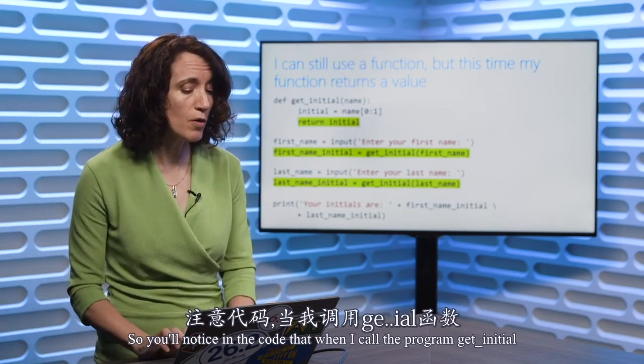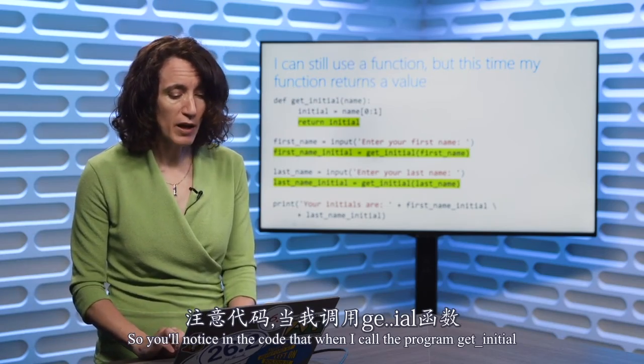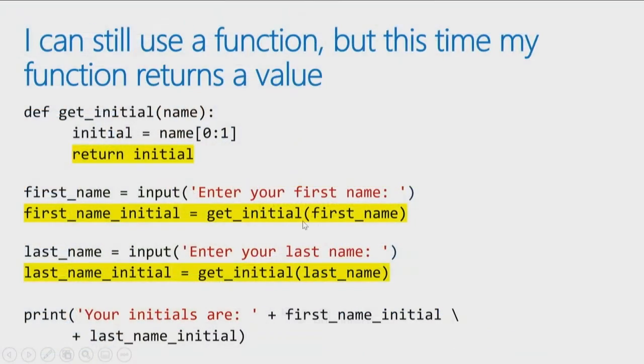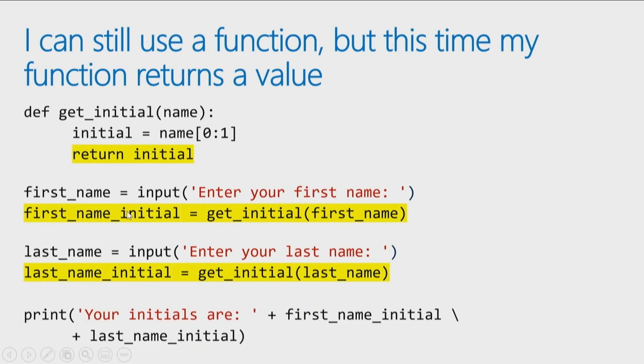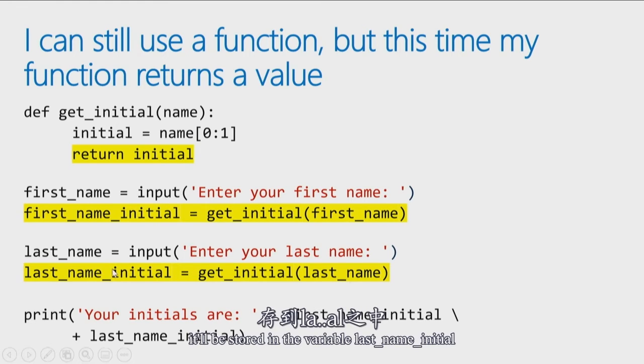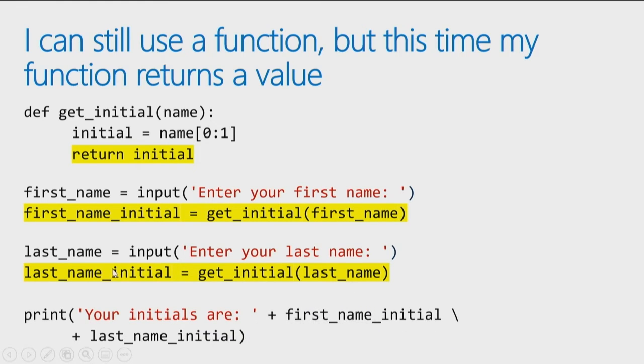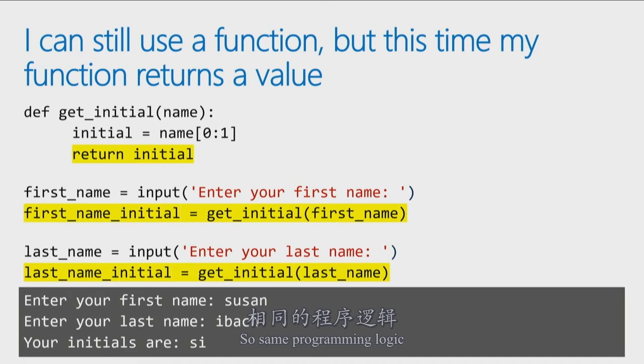So you'll notice in the code that when I call the program getInitial, and I pass it first name, I say take the value passed back and store it in the variable first name initial. And when I call it here, I say call the getInitial function, pass it a last name. When the value is passed back, it'll be stored in the variable last name initial. So same programming logic, but by using functions, again, I'm making the code a little more efficient.